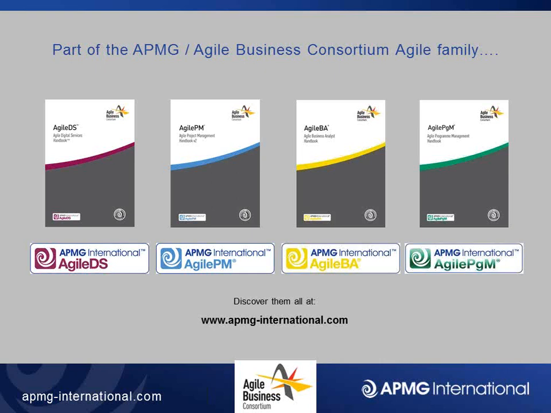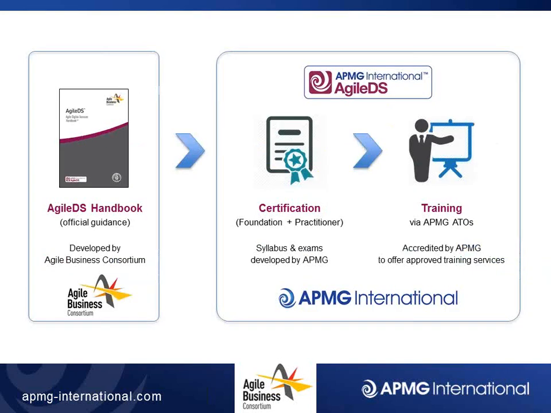And this slide, if I just go one forward, just gives a summary of the arrangements behind each of the products. To summarise, the consortium develops and publishes the handbooks, or what we'd call the core guidance. We at APMG then develop a syllabus and exams in partnership with the consortium, and APMG then accredits a network of accredited training providers that offer training services to end users.